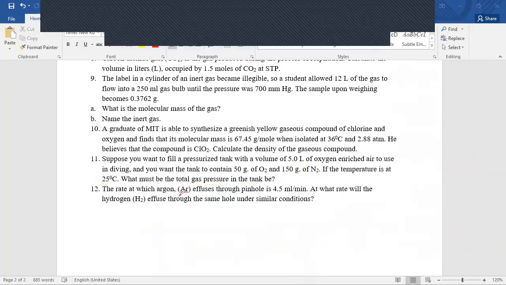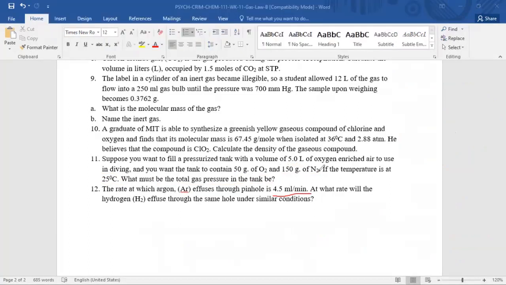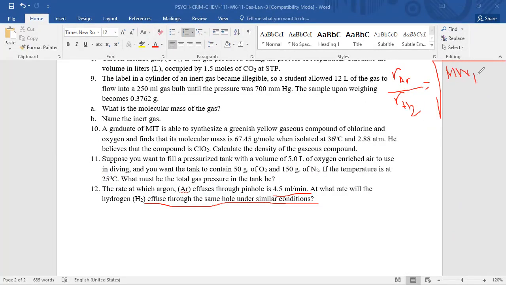So, the rate at which argon effuses through a pinhole is 4.5 ml per minute. At what rate will the hydrogen effuse through the same hole under similar conditions? So, formula. R of argon over R of hydrogen is equal to square root of molecular weight of hydrogen divided by molecular weight of argon. Okay, so meron tayong given for argon. Ang pinapahanap is rate of hydrogen.